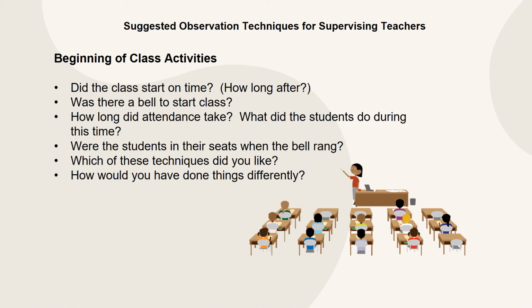Here are suggested observation techniques for supervising teachers: beginning of class activities. Did the class start on time? How long after? Was there a bell to start class? How long did attendance take? What did the students do during this time? Were the students in their seats when the bell rang? Which of these techniques did you like? How would you have done things differently?